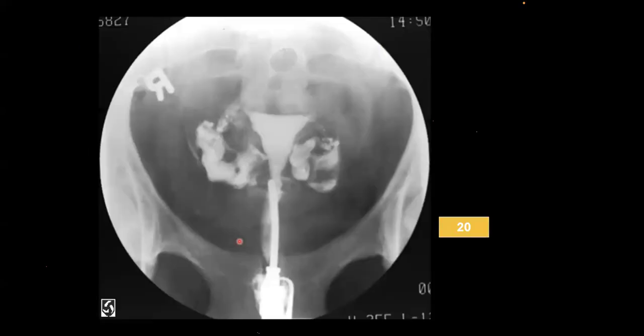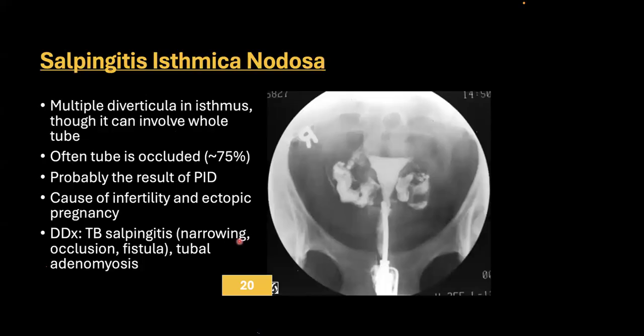So most of you have got this one correct, and this is SIN, salpingitis isthmica nodosa. These are dilated, tortuous fallopian tubes, bilateral, which are occluded. They are not patent, how can we say, because there is no free spillage of the contrast. Moreover, there are multiple diverticula. The uterine cavity is appearing irregular.